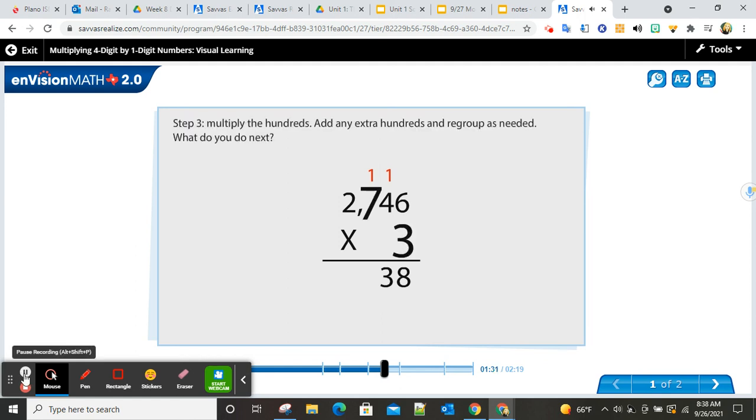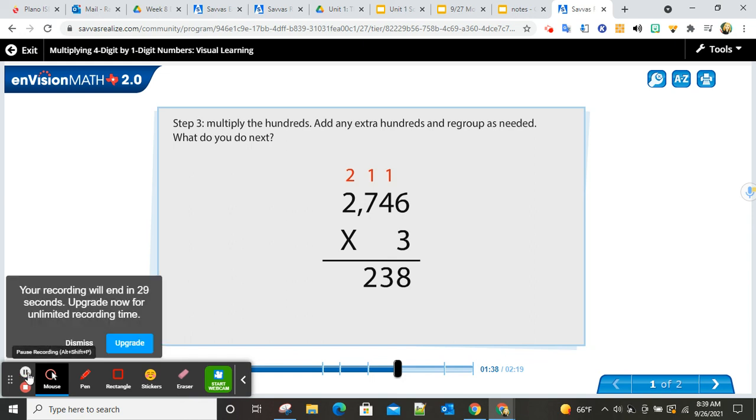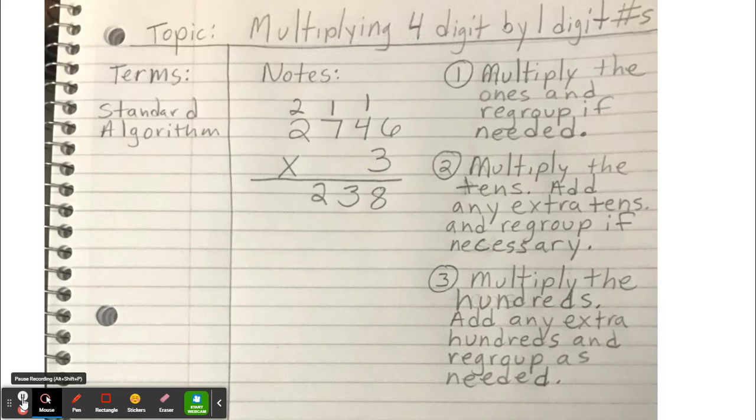Step 3. Multiply the hundreds. Add any extra hundreds and regroup as needed. What do you do next? Let's write that part in our notebook. Here is step 3 in our notebook. Remember to pause to write your note.